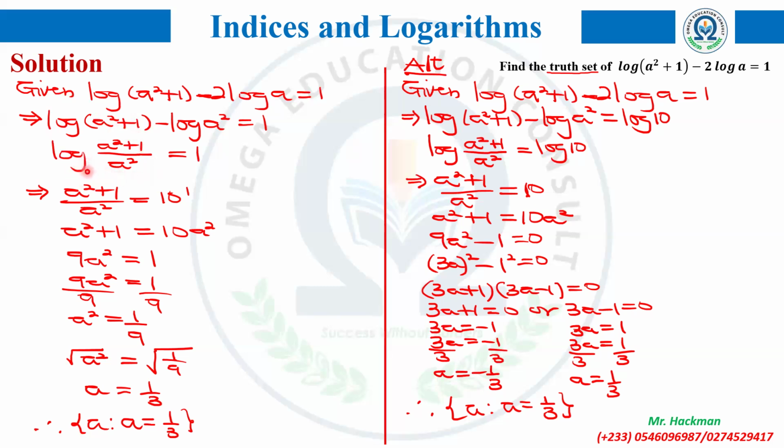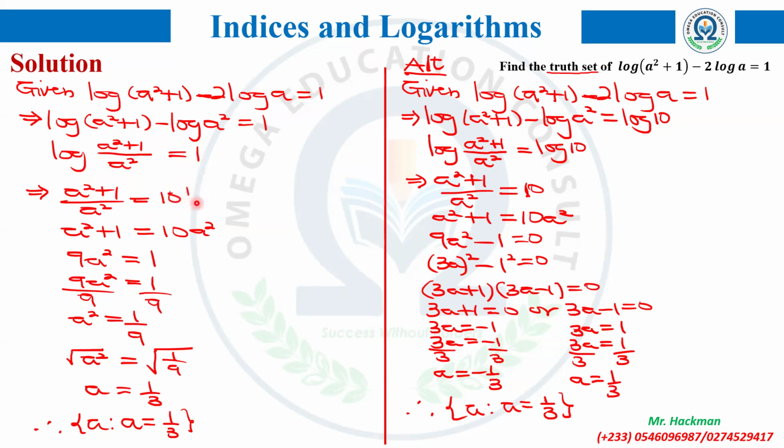So you switch from this log statement to the exponential statement. For the exponential equation, this is what we have. The base here is 10, so it will be 10 to the power 1. Those of you who wrote 1 here, it cannot be 1. When you are switching, it is this which is equal to the base here, though it's not written, it's 10 to the power 1. So that will give us 10 here.